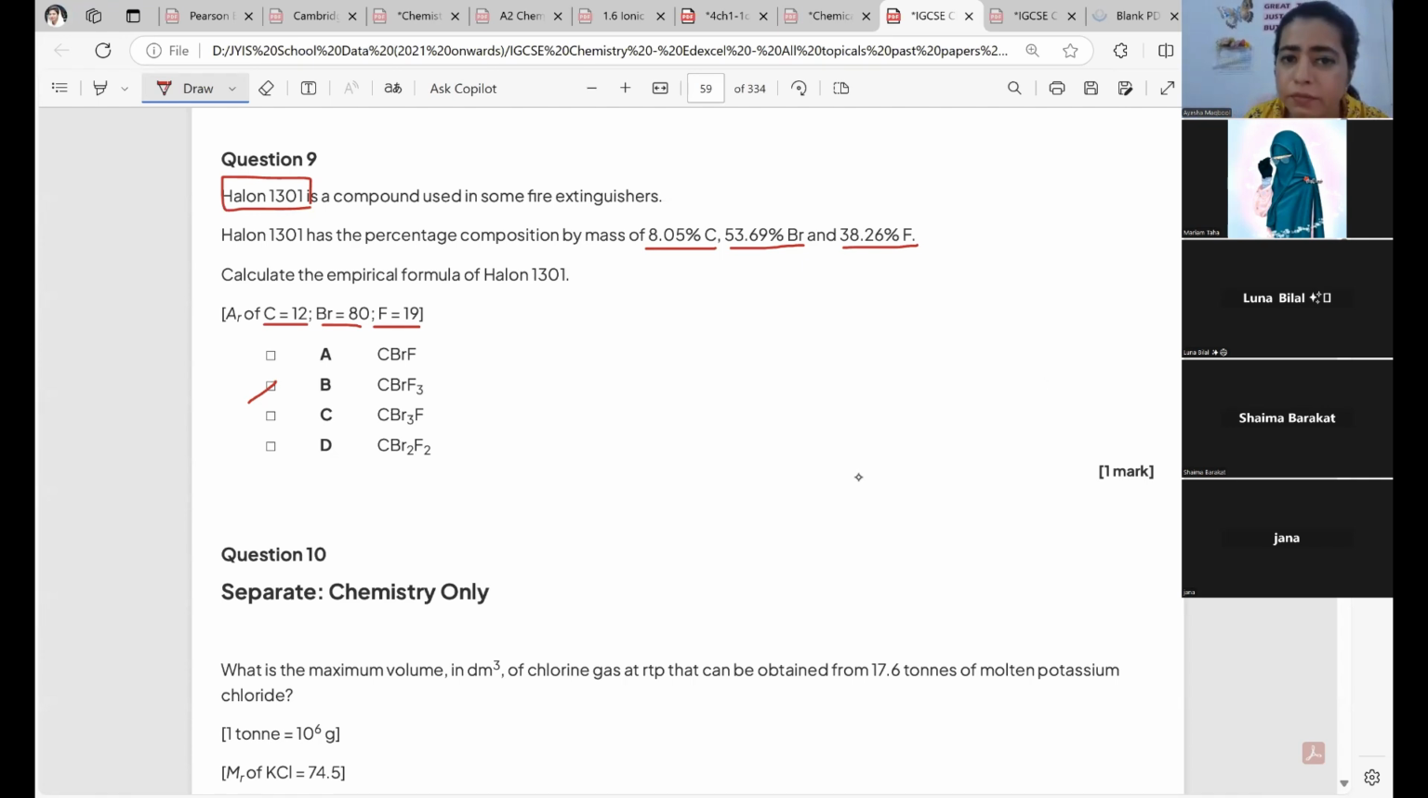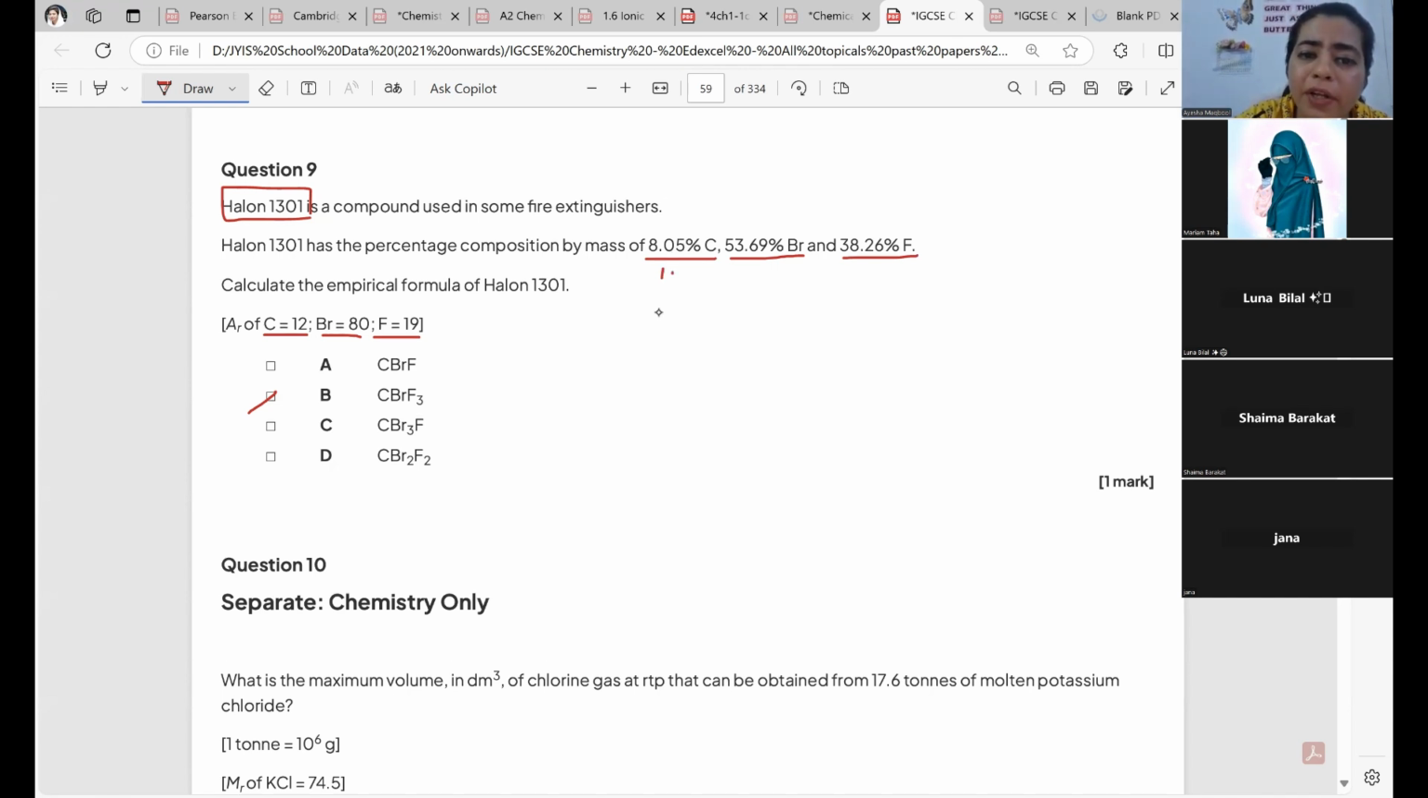C is 1, Br is 1, F is 3. So we have these percentages as the masses, 8.05 and so on. We have to just divide these masses with their AR values. For carbon, 8.05 divided by 12. For bromine divided by 80. For fluorine divided by 19 to get the moles.